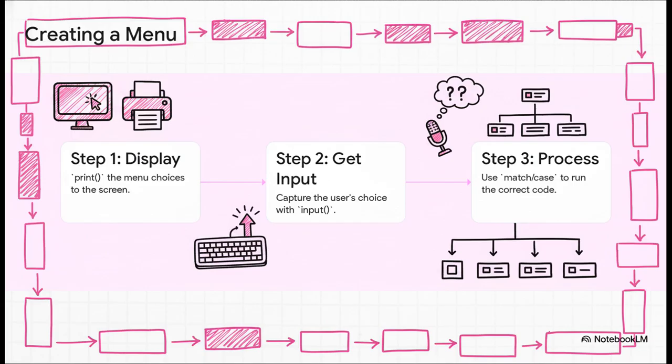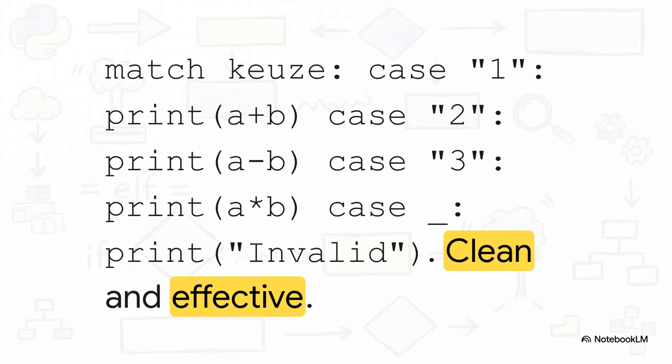Seriously. First, you just print the options so the user knows what to do. Second, you grab whatever they type in using the input function. And third, you use a match/case statement to figure out what they chose and then run the right piece of code. And here it is, the core logic, in action.